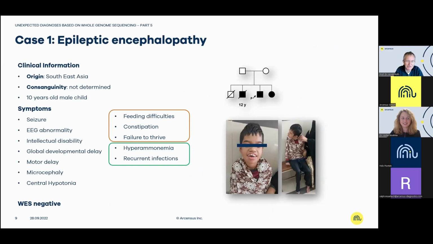This is a patient from Southeast Asia. The patient has been described to us as suffering from seizures, EEG abnormality, intellectual disability, motor delay, and microcephaly. The whole exome was negative. And you see, we have a very informative family given in the pedigree, non-consanguineous, however, with 3 affected kids in the next generation.